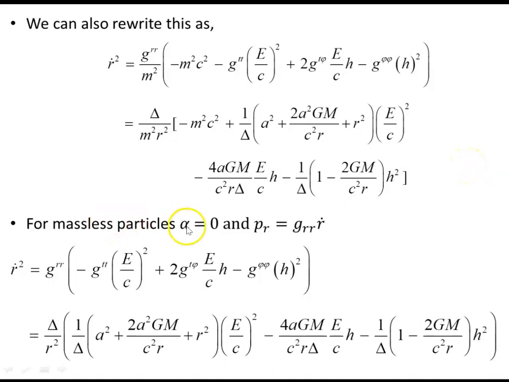Now for massless particles, we'll choose alpha as 0. Remember, this bit dropped off because that was our alpha. And p covariant r is grr times r dot. Putting that in, we end up here. That's it. We'd have made a substitution over on the left-hand side there, but I'll look at that next. All right, that's it, finished.